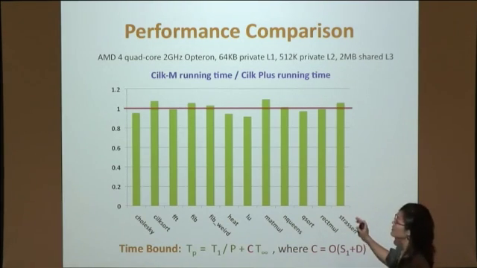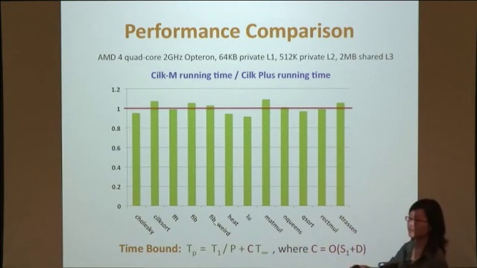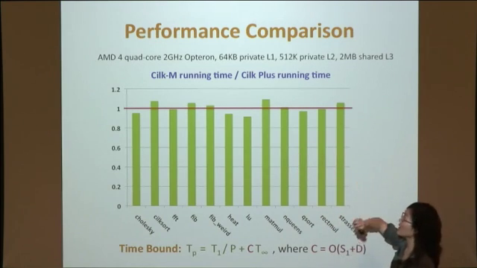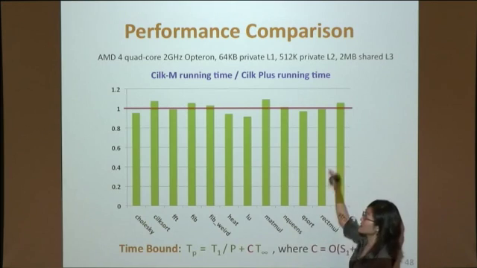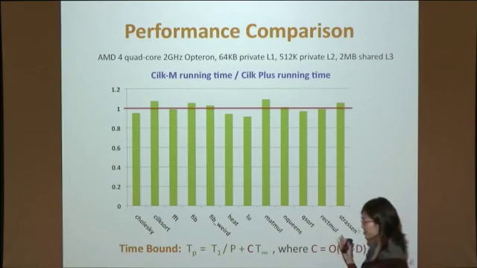When you look at the performance, here I'm showing you a list of applications, and I run each application 10 times and take the average, with standard deviation less than a few percent. And I take the Cilk-M running time and normalize that by the Cilk Plus running time. What that means is that if it's below 1, Cilk-M runs faster, and if it's above 1, Cilk Plus runs faster. And you can see that the performance of the two is actually comparable.